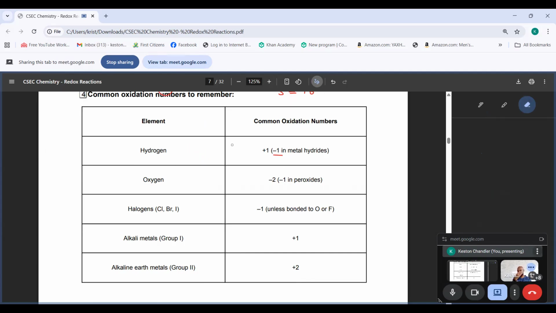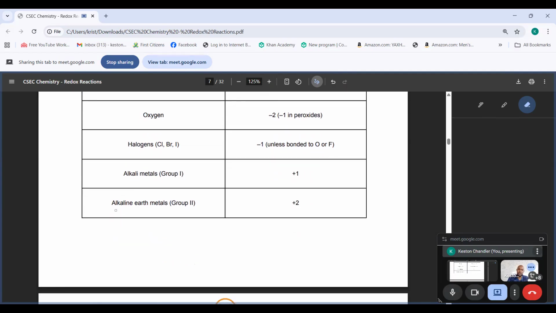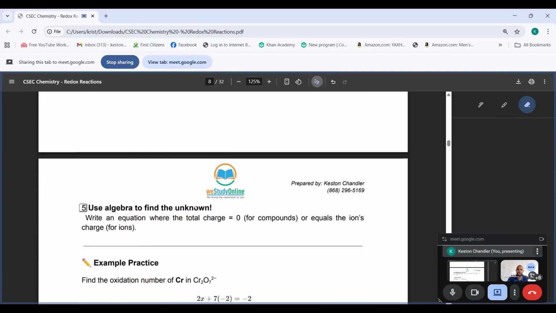Oxygen is always -2, except in the case of a peroxide, where oxygen will be -1. All of our group 7 elements, chlorine, bromine, and iodine, are -1 all the time, unless they are bonded to oxygen or fluorine. Our group 1 metals all have a charge of +1 because they have 1 electron on the outer shell to lose. Our alkaline earth metals, which are group 2 metals, have a +2 charge.